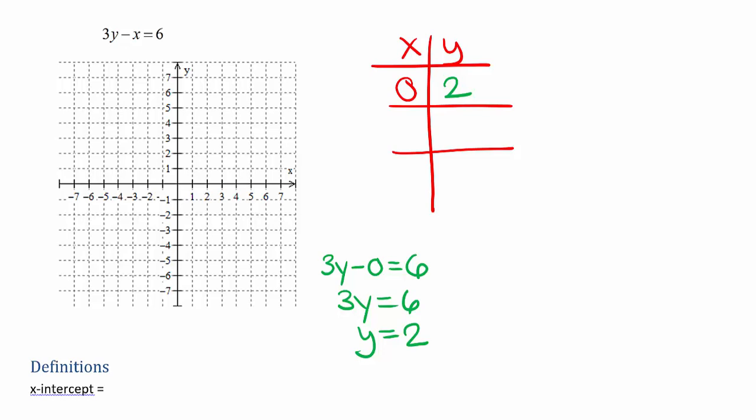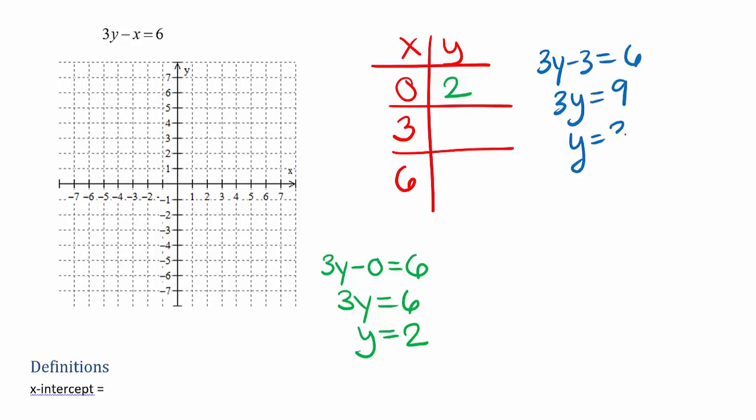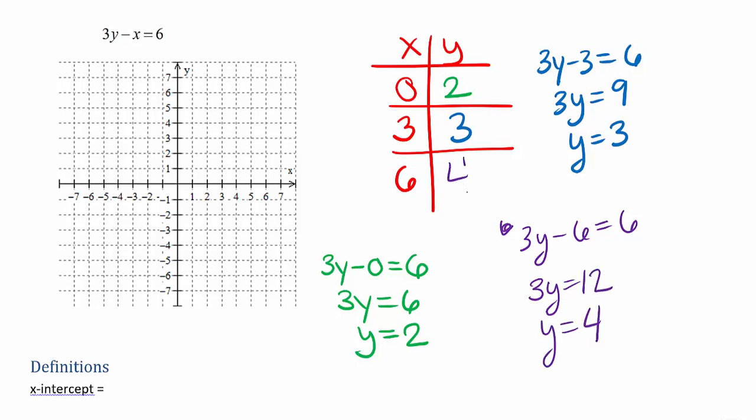Noticing that I'm going to have to divide by 3, I'm going to pick numbers like 3 and 6, and hopefully that will help me avoid fractions. So let's see if that works. If I plug in 3 for x, I would add the 3, so 3y is 9, divide by 3, y equals 3. If I plug in 6 for x, I would add the 6 to get 3y equals 12, divide by 3 to get y equals 4.